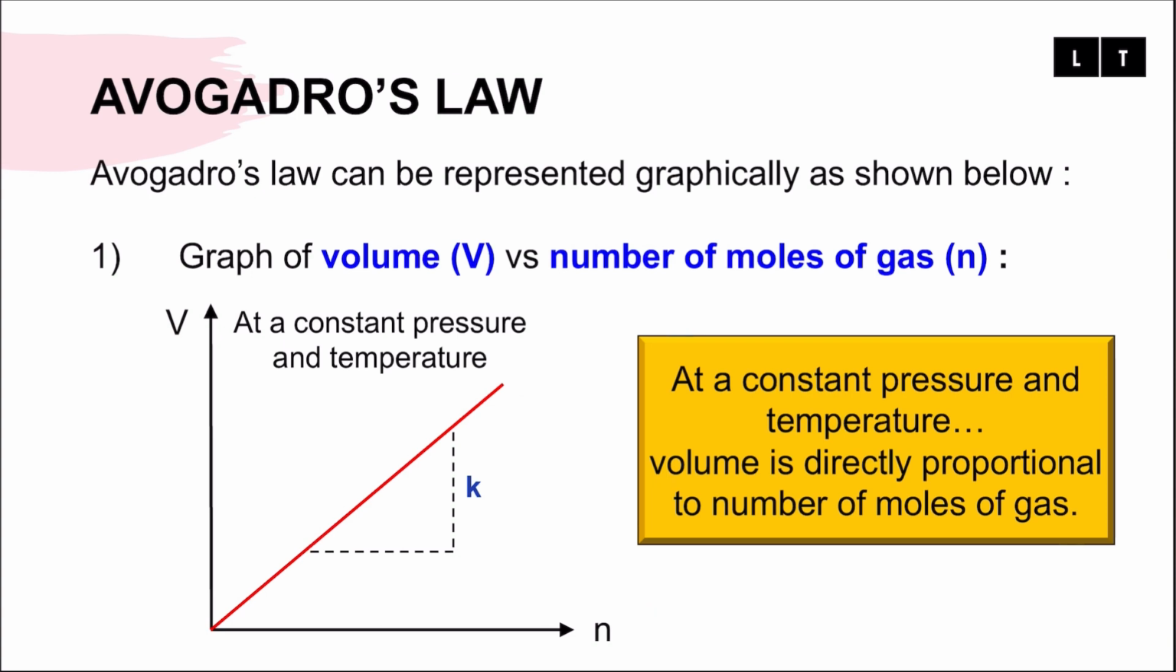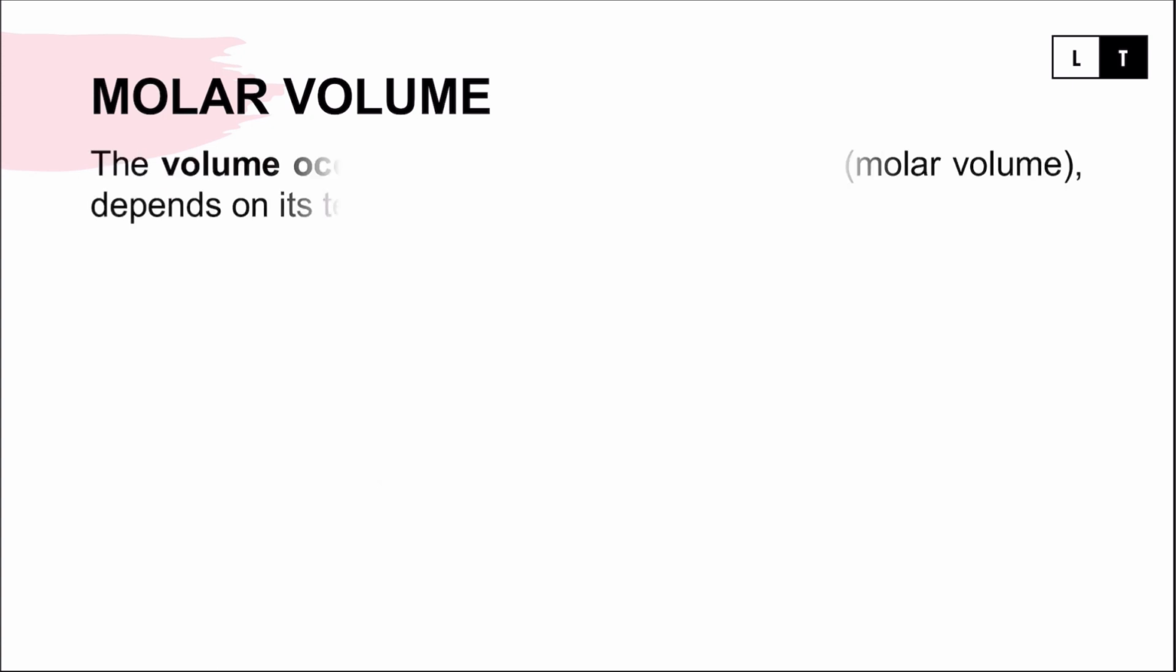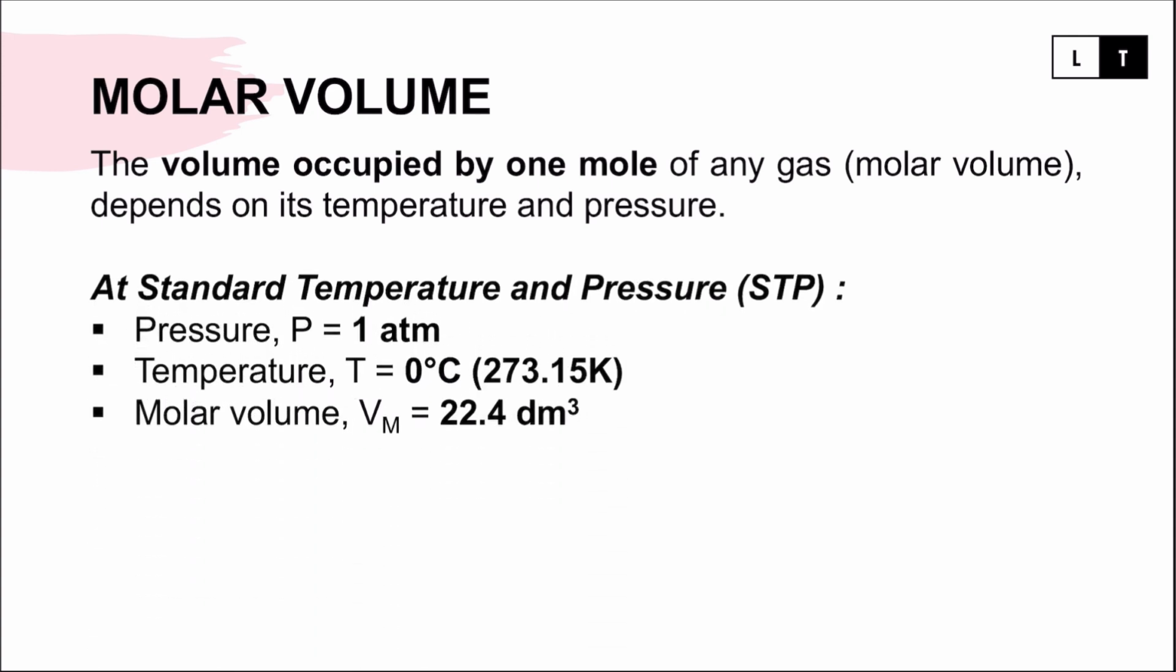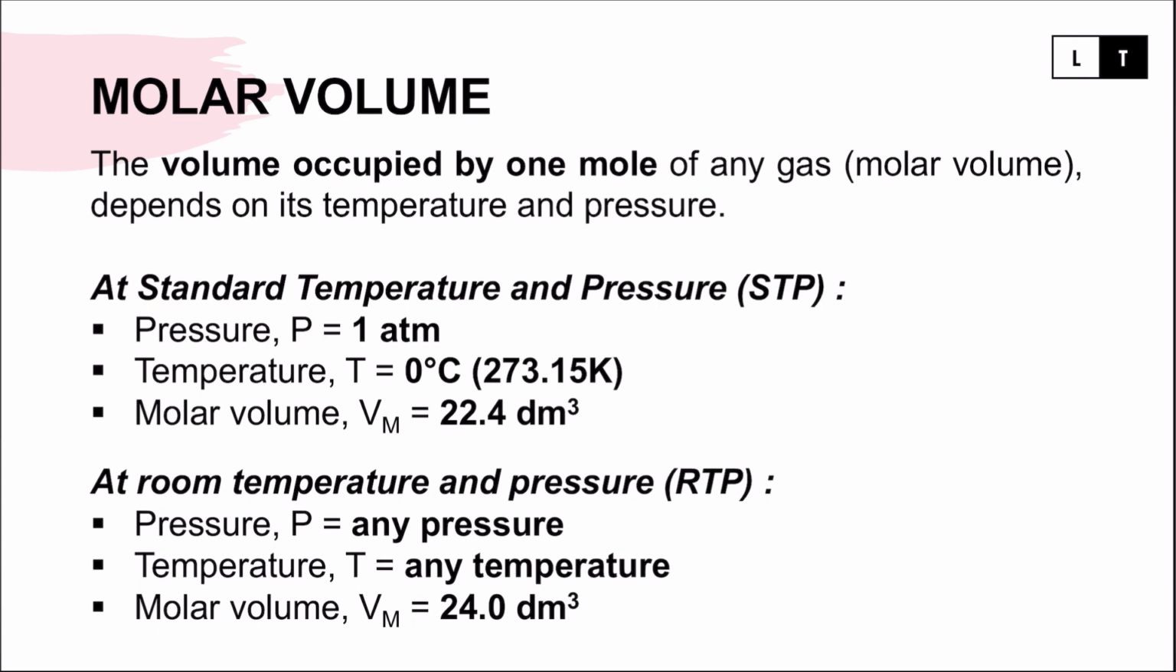Apabila we talk about volume here, awak kena faham, kita belajar dalam chapter 1 about molar volume. So maknanya, awak kena relate which molar volume we are talking about. Because molar volume is the volume occupied by 1 mole of any gases. Sebab tu dipanggil molar volume. Molar tu merujuk kepada 1 mole. Dan dia depends on its temperature and pressure. So, kita ada 2 jenis molar volume at standard temperature and pressure, STP, and at room temperature and pressure, RTP. Saya harap you still remember about this one.